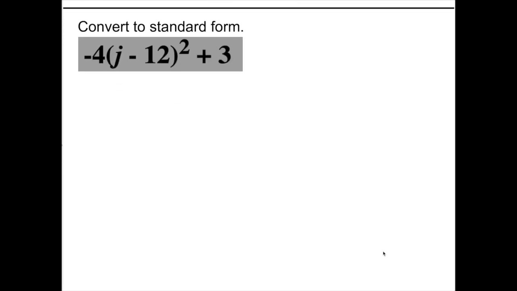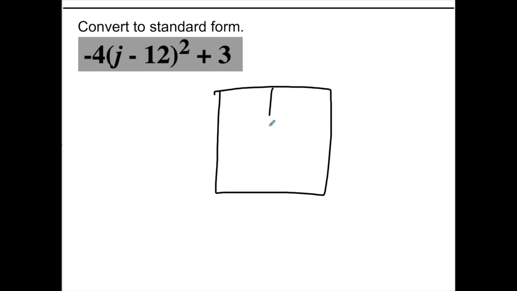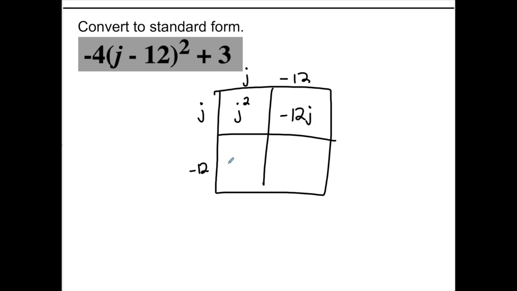Okay, so this one's in vertex form. So what I'm going to do here is start by setting up my box. Up here I'm going to put my j - 12. Here I'm going to put my j - 12. Here we go. So j times j is j squared. -12 times j is -12j. Here's another -12j. And here's a 144.